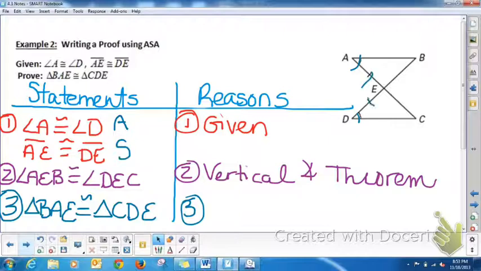Then we identified this pair of vertical angles, and using the vertical angle theorem, we know that they are congruent. Angle AEB is congruent to angle DEC. So this is another pair of angles. So our last step, we could prove these two triangles are congruent. Triangle BAE is congruent to triangle CDE using the angle, side, angle postulate.